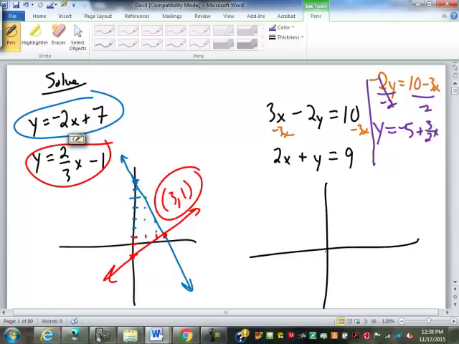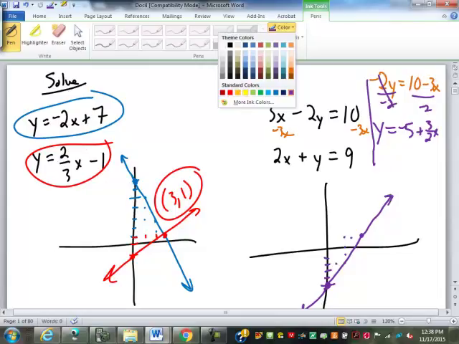So where do we start? Negative 5, and from there we go up 3 over 2. Up 3 over 2. So there is our first line.